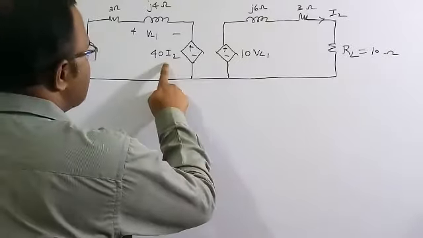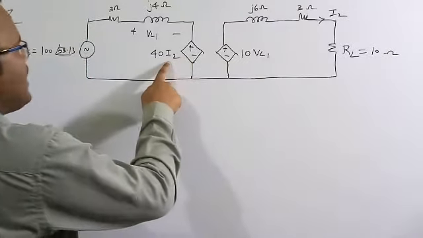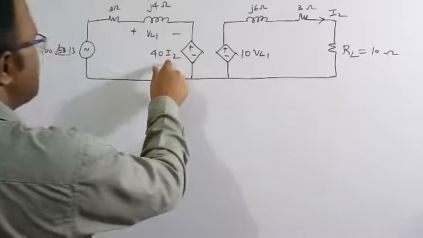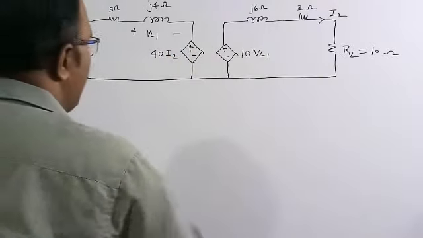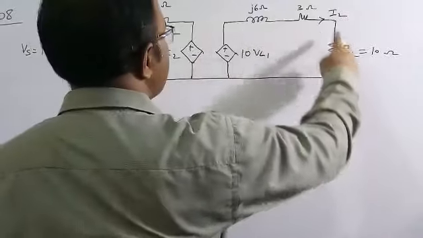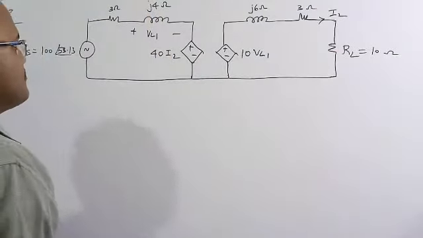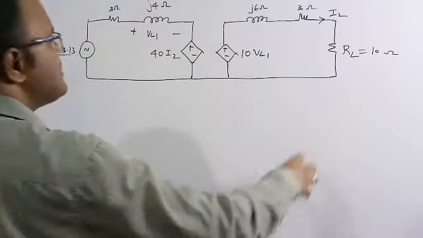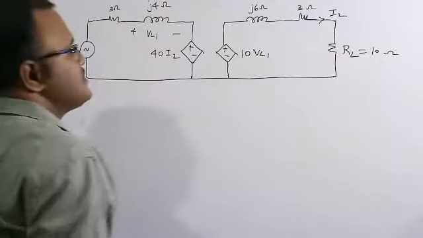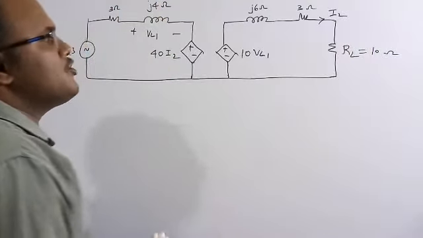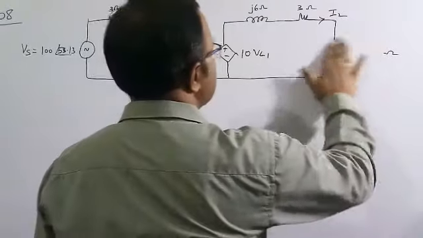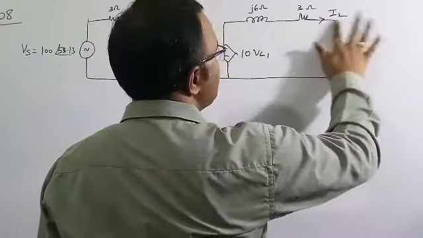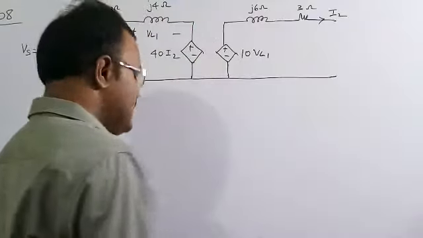This is called a current controlled voltage source because I2 is the current controlling the voltage, and this current I2 is the current flowing in this circuit. So we need to find the Thevenin voltage across the load resistance. The standard procedure is that first we need to remove the load, and then figure out the Thevenin voltage.